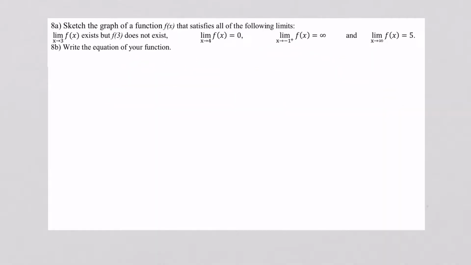Sketch a graph of a function that satisfies all those things. The limit as x approaches 4 is 0: 1, 2, 3, 4. There's a 0. The limit as x approaches negative 1 from the right is infinity, so I have to have an asymptote there, and I have to be coming down like that. That should be a 0 right there. Boom. So I'm going to hit that 0.